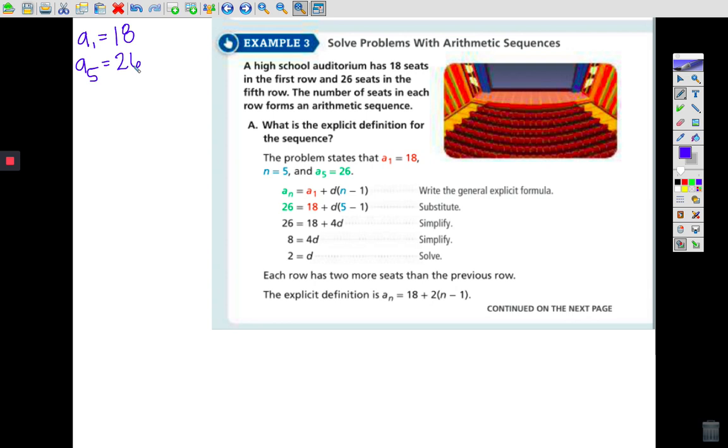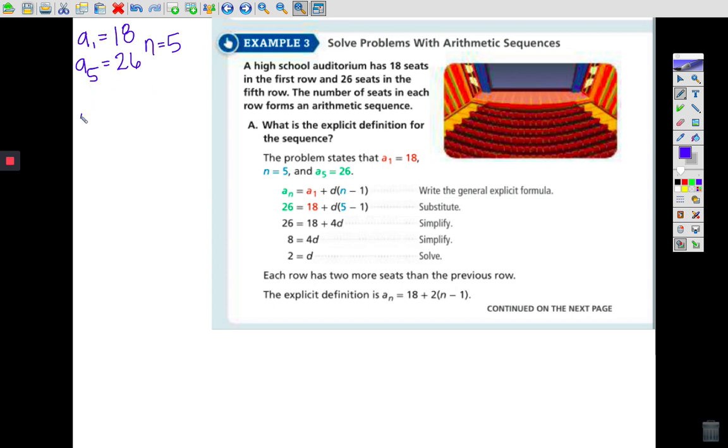The problem also states that n equals 5. How do we know that? Because that is how many rows we have, the number of rows. So n equals 5 because that was a sub n, our last row. So the first row has 18, the last row has 26. So a sub 1 is equal to 18, n is 5, and the fifth row has 26, so a sub 5 is equal to 26.